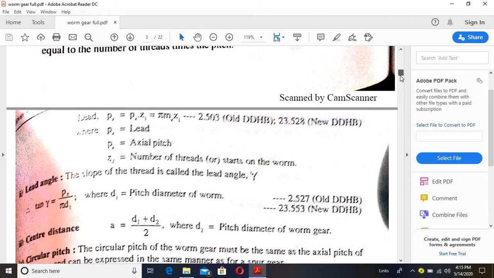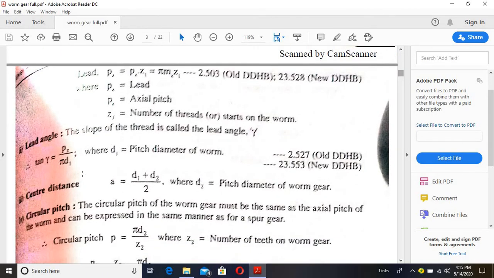Next we will see what the lead angle is. Already I told you that the lead angle is represented by gamma. The slope of the thread is nothing but the lead angle. The thread is cut at some angle, and that slope we call gamma. This gamma can be calculated using tan gamma is equal to Pz divided by pi into d1, where d1 is equal to the pitch diameter of the worm, and Pz is nothing but the lead.